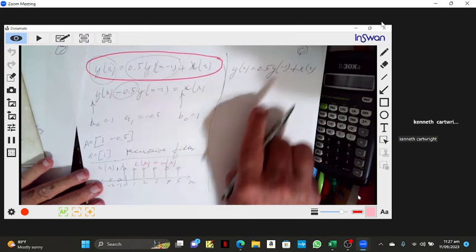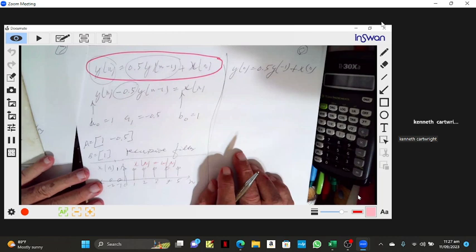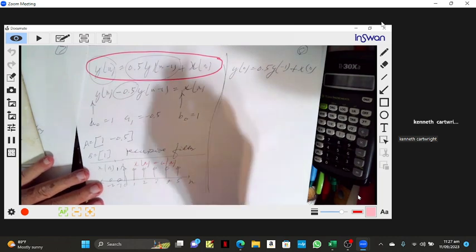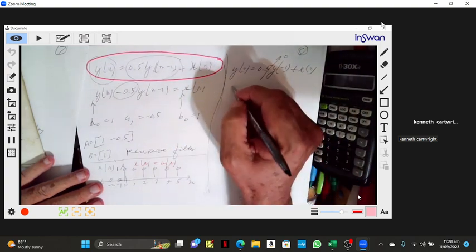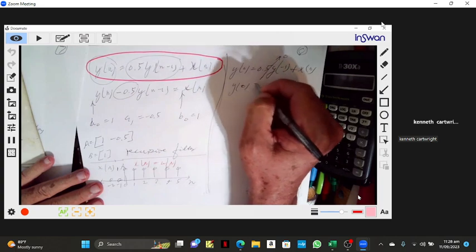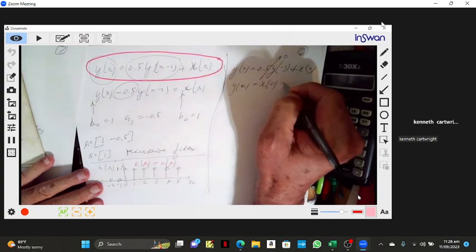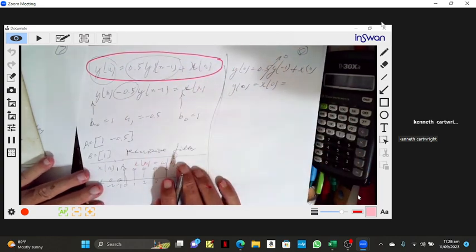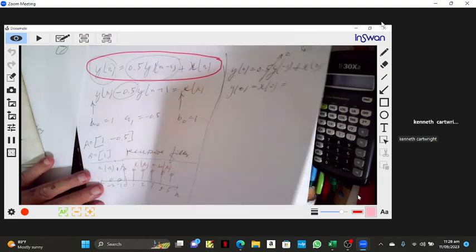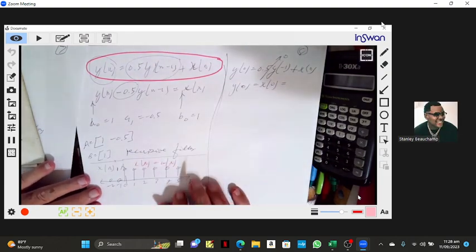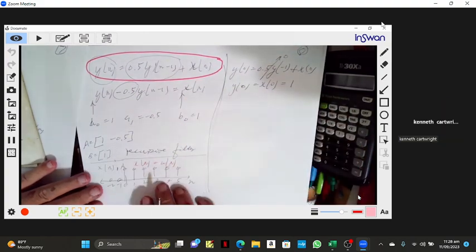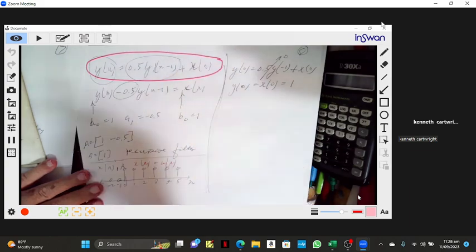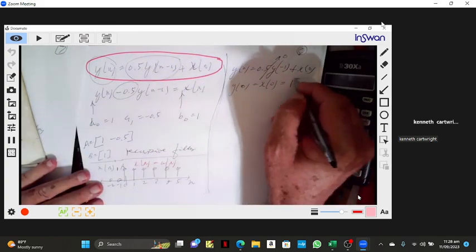All right, the problem is we don't know what y of negative 1 is because we haven't been told. Therefore, we assume that it's 0. So y of 0 equals x of 0. What's x of 0 equal to? 1. Just look at the graph. x of 0 is 1. So y of 0 is 1. There's our first point on our output.